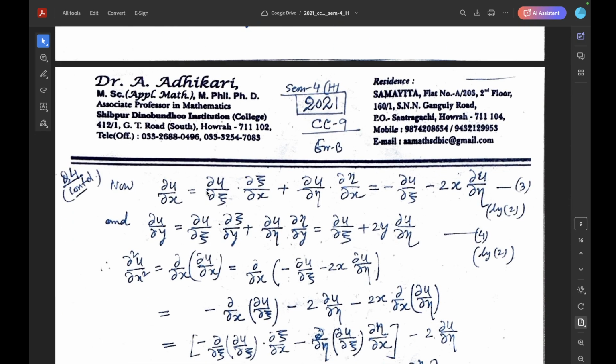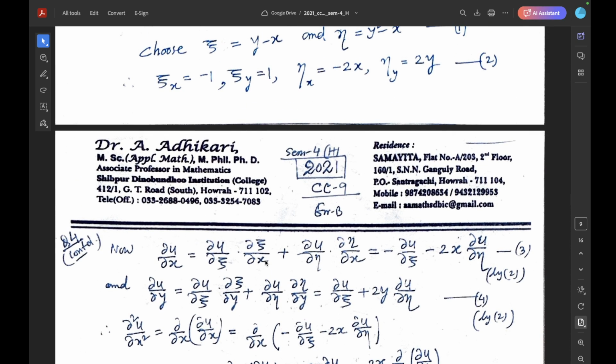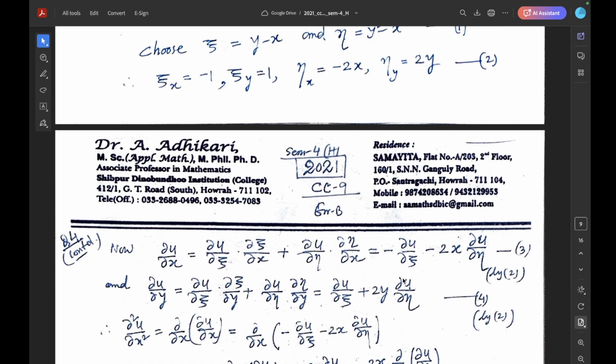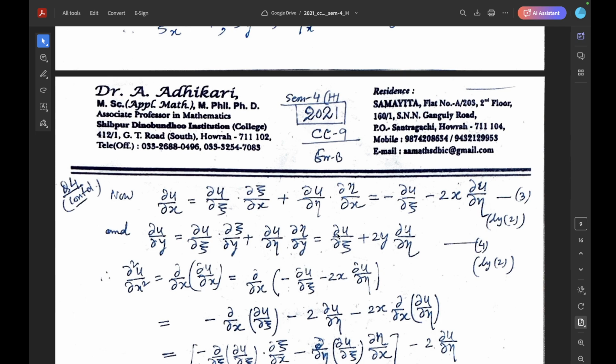Now ∂u/∂x equal to ∂u/∂xi into ∂xi/∂x plus ∂u/∂eta into ∂eta/∂x equal to -∂u/∂xi - 2x ∂u/∂eta. Put the values of xi_x equal to -1 and eta_x equal to -2x here. So after simplification we get this. And ∂u/∂y equal to ∂u/∂xi into ∂xi/∂y plus ∂u/∂eta into ∂eta/∂y. So xi_y equal to 1 and eta_y equal to 2y.